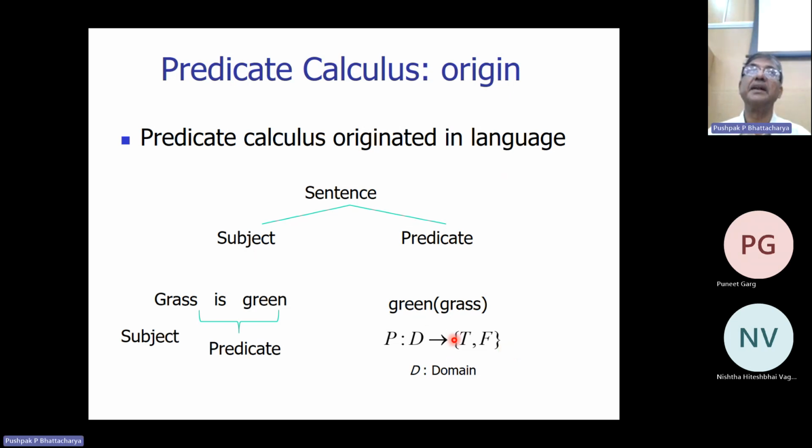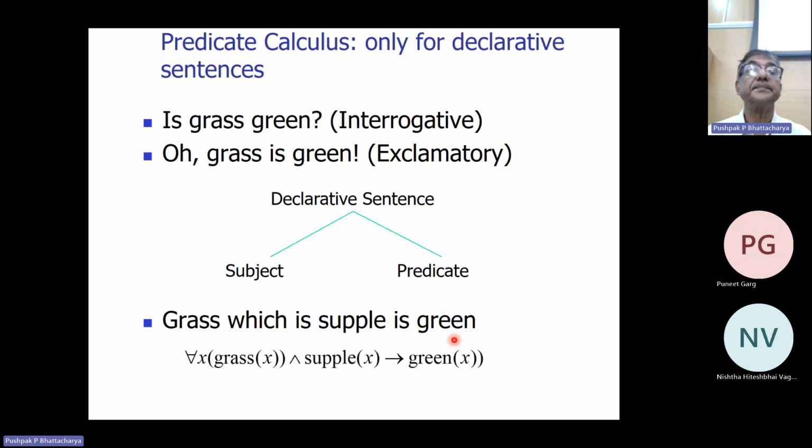So we are formalizing the building blocks of predicate calculus. Now, predicate calculus is applicable only for declarative sentences, sentences which are in the form of statements. Okay, sky is blue, grass is green. "Is grass green?", which is an interrogative sentence, you cannot give a predicate calculus expression for this. Or an exclamatory sentence, "Oh, grass is green!" with an exclamation symbol. For this also, there is no predicate calculus expression. Okay, so declarative sentences have a subject and a predicate.